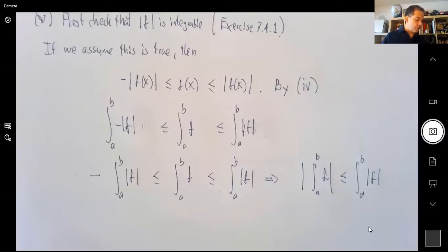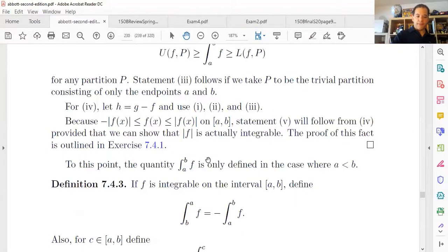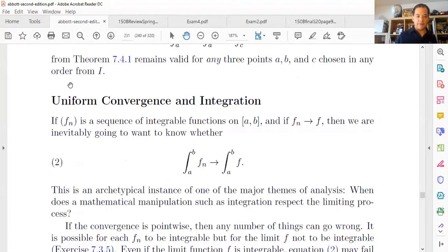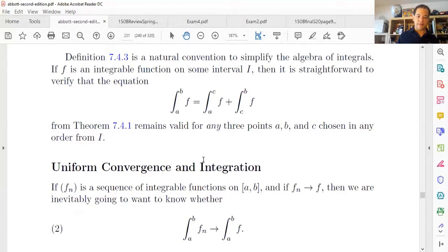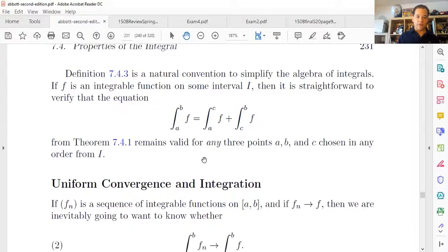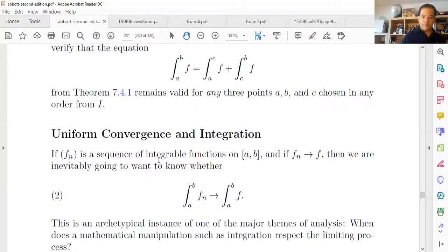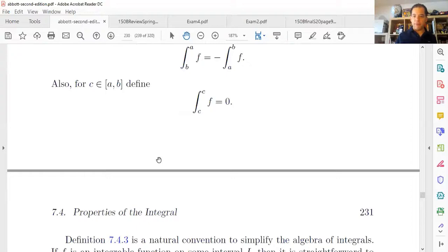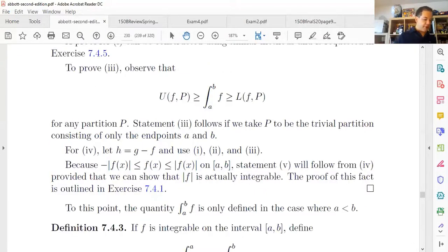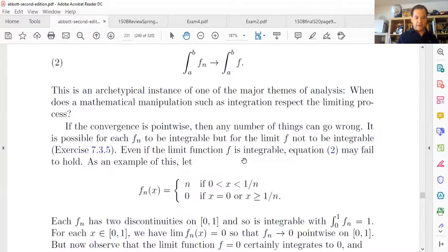So page 231, where it says uniform convergence and integration. Let me show you in the book. Right here. So we just did this part. And starting from here, we don't do this. We're not going to cover this, sadly. The semester is crammed as it is already. So this part we're not going to do. I'm going to show you just a few definitions, but I think we have more time. So let's give it a try and start exercise 7.4.1. We have a bit of time.